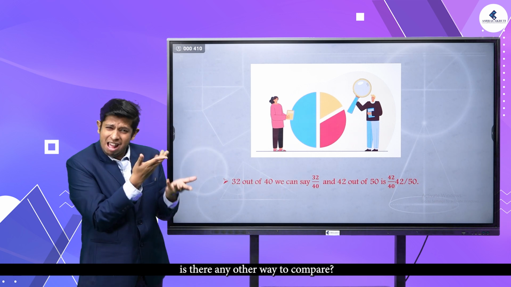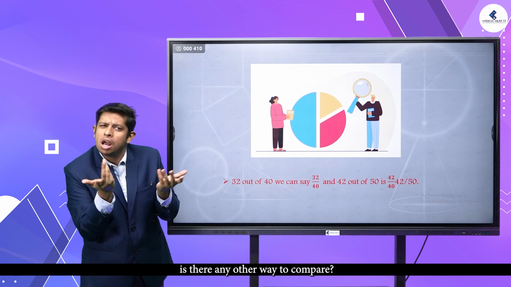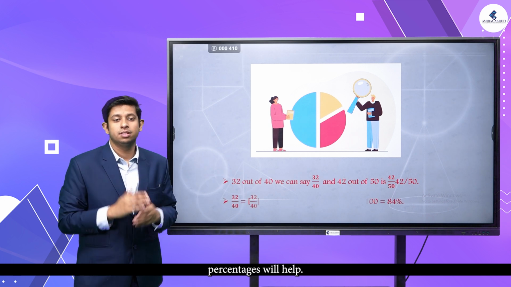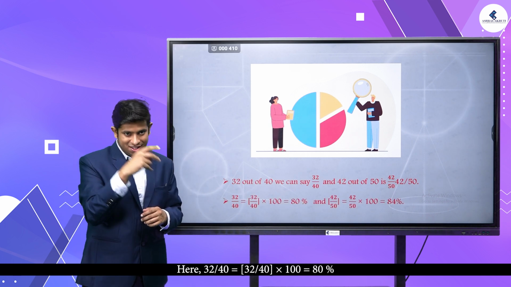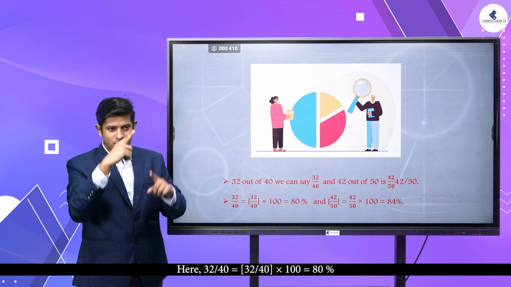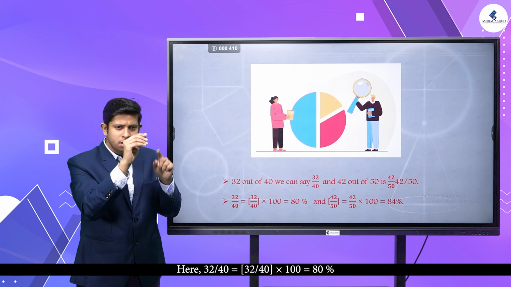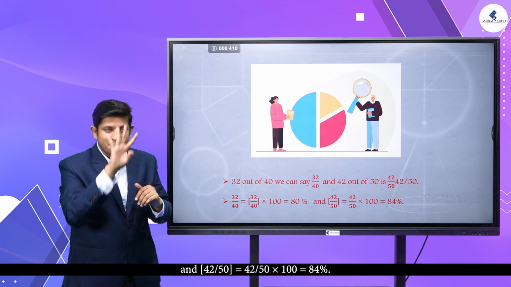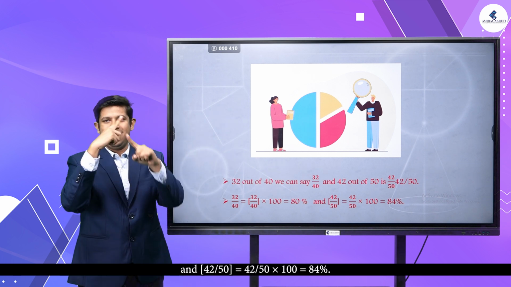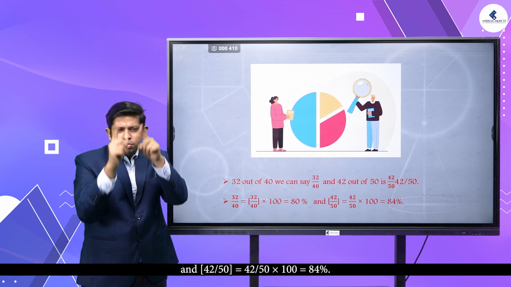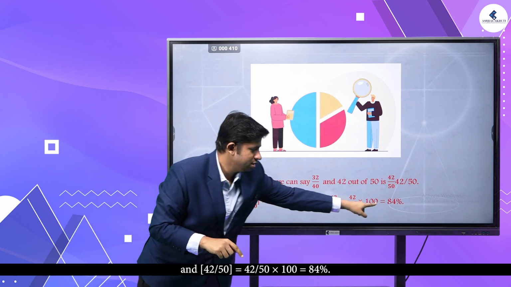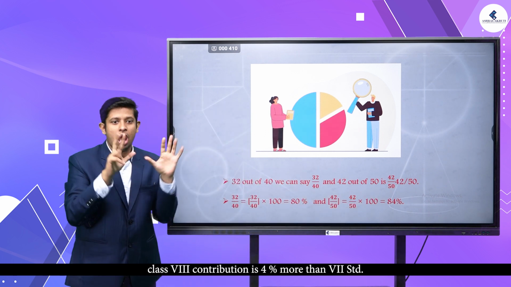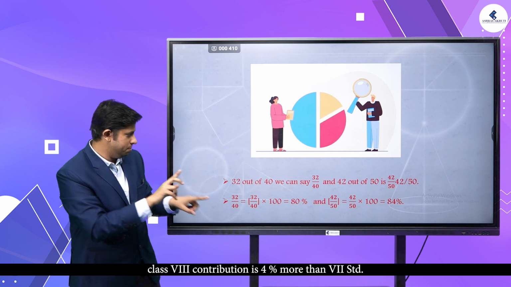Students, is there any other way to compare? Yes, percentages will help. Here 32 by 40 is equal to 32 by 40 into 100 is equal to 80% and 42 by 50 is equal to 42 by 50 into 100 is equal to 84%. Clearly, class 8 contribution is 4% more than 7th standard.